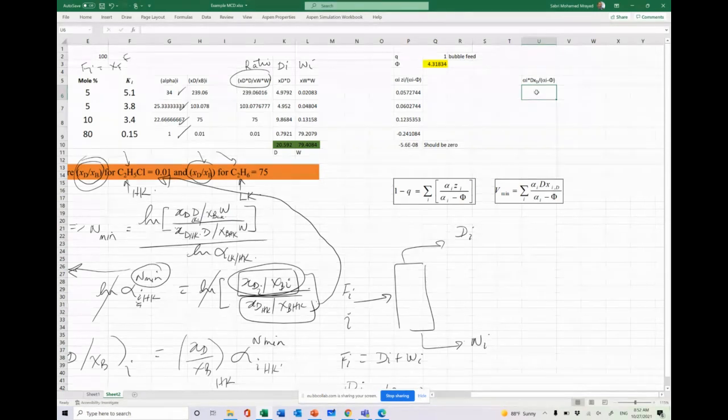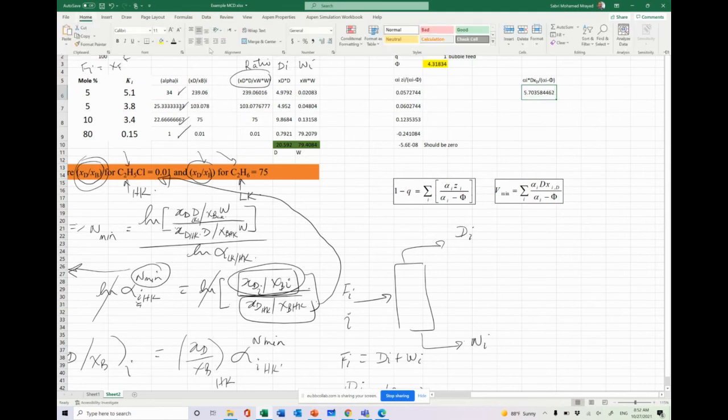So now what are you going to do? You just write the equation. Alpha I, this is your alpha here, multiplied by dxd, this is your dxd, divided by alpha I, this is your alpha I again, minus phi, here is your phi. You want to write it for all components, so you press F4 to fix it when you copy and paste. This is the first phi, the first term, and you want to do it for the other components, for all components.